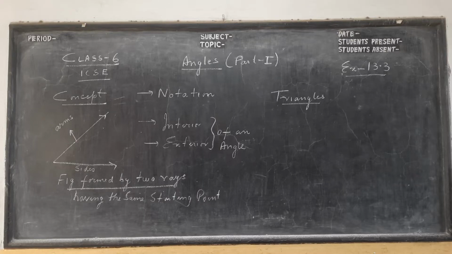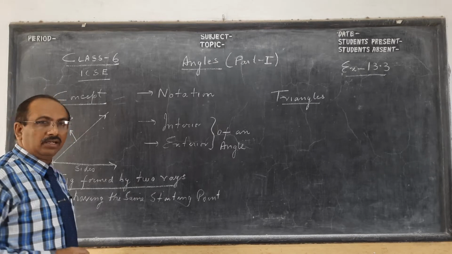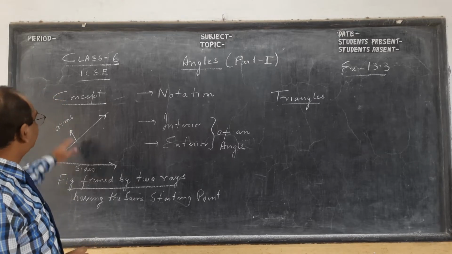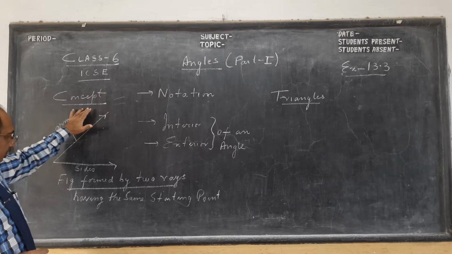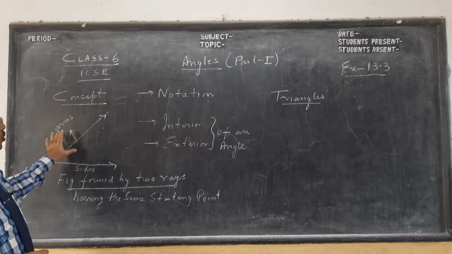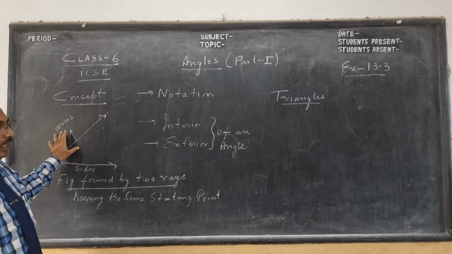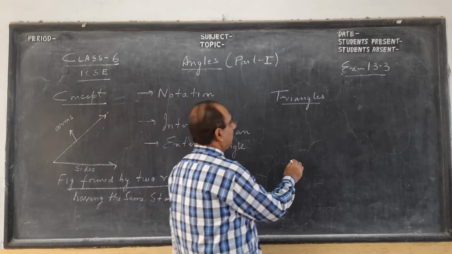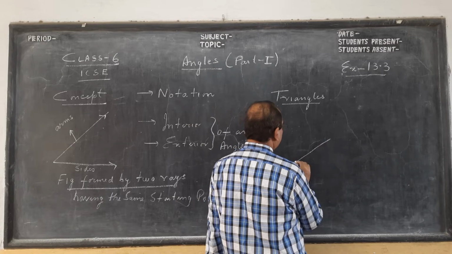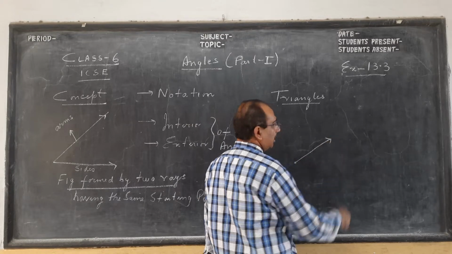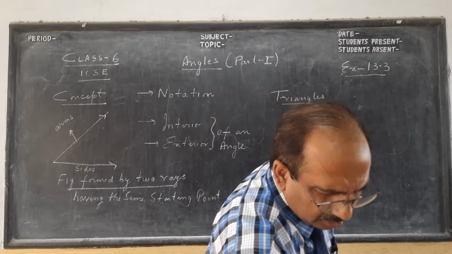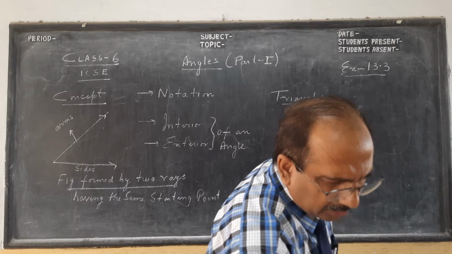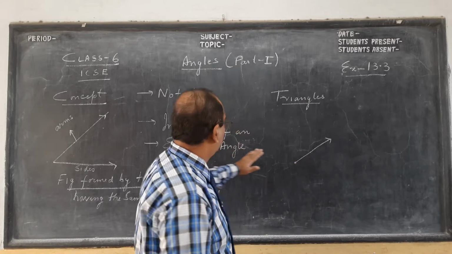So hello students, today we start a new topic called angles. First we will see what an angle is. An angle is formed by two rays. We know a ray is a line which has a beginning but no end. It has a beginning but no end on one side.